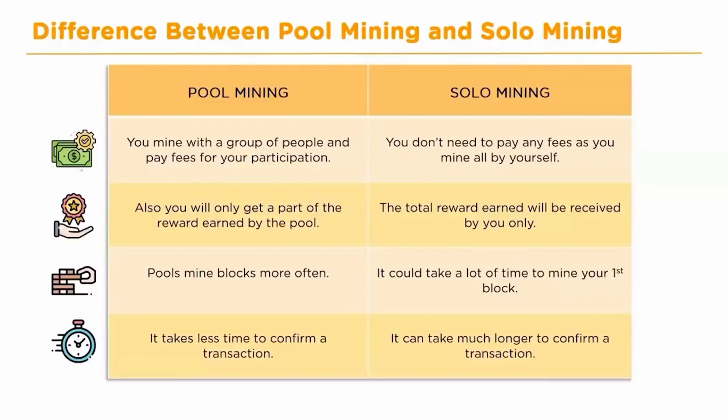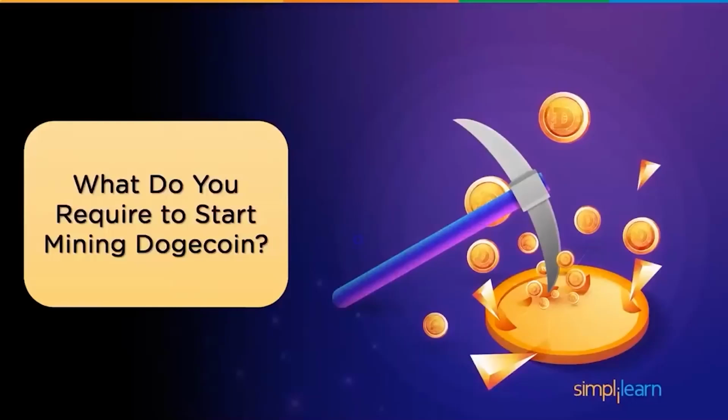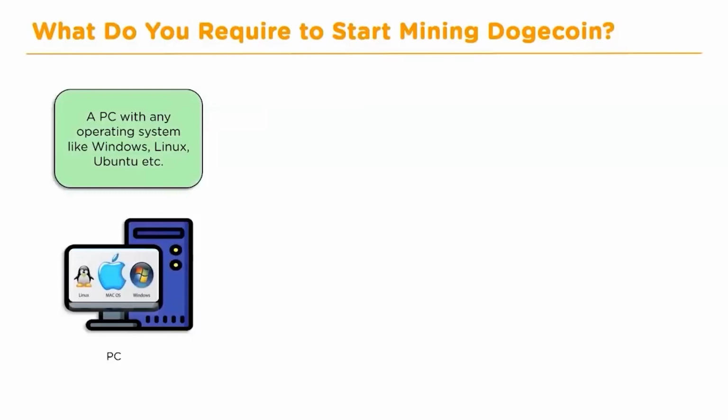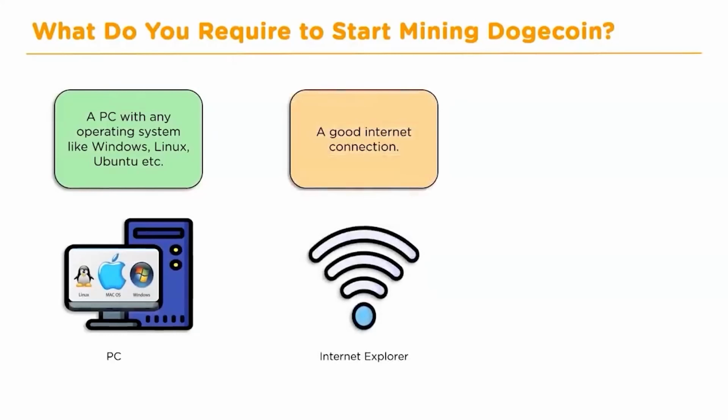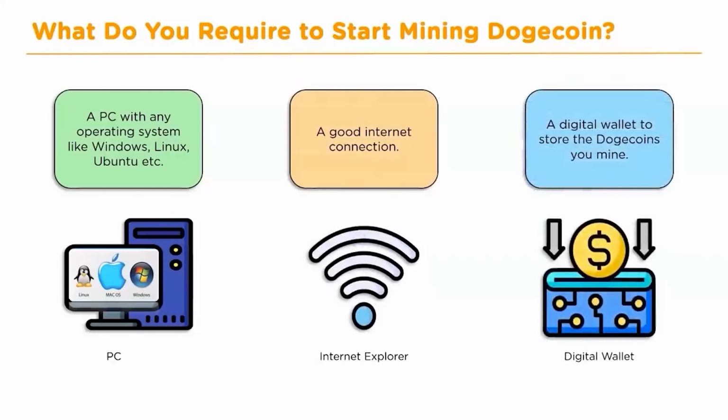So this was all about Dogecoin pool mining and solo mining. Let's proceed further and see what we need to start mining Dogecoin. But before we start mining, we will have to make sure that we have these things with us. A PC with any operating system like Windows, Linux, Ubuntu, etc. A good internet connection, and a digital wallet to store the Dogecoins you mine.